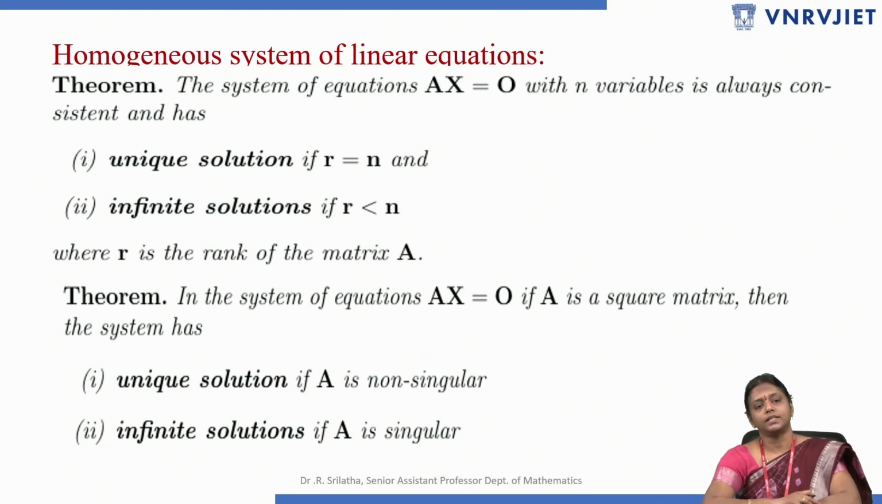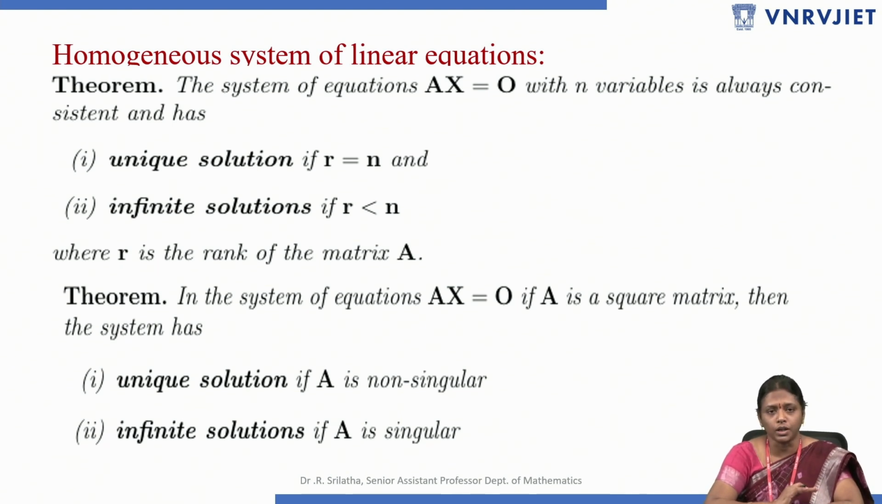Next, as I said earlier, we have the system of equations in two categories. One is non-homogeneous, another one is homogeneous. Just now we completed the non-homogeneous. Now we move to the homogeneous system of linear equations. So always we write the given system of equations in the form capital AX equals 0. Homogeneous systems of equations are always consistent. Always it has a solution.